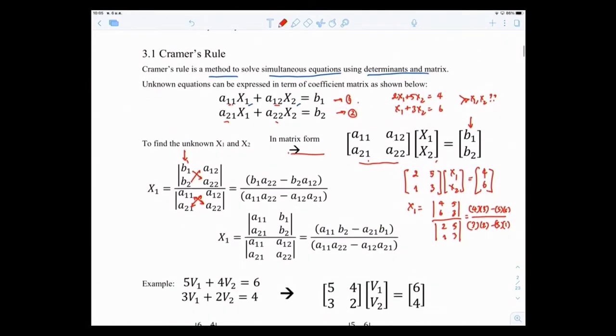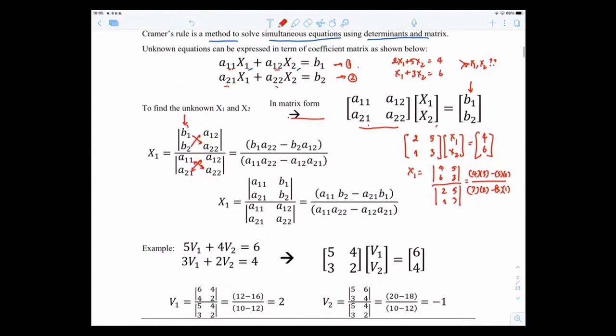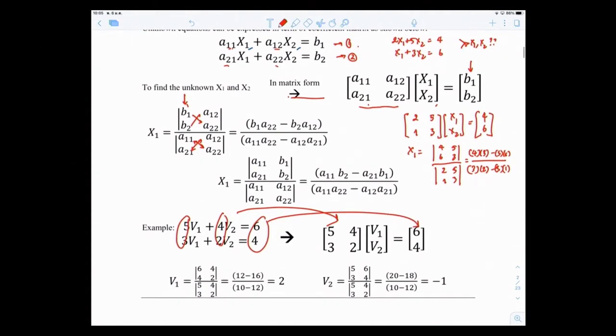Okay, we have an example here also. You take the coefficients in front of your unknown parameters and put them in terms of a matrix, and this becomes this matrix here. Then your V1 would be the determinant where you replace 6 and 4 into the first column, and then multiply, you get 2 volts. For V2, you replace the b1, b2 column into the second column of your matrix and get the answer. So V2 is minus 1 volt.